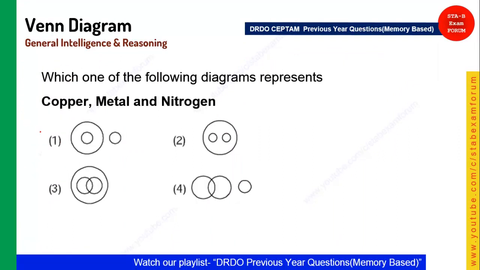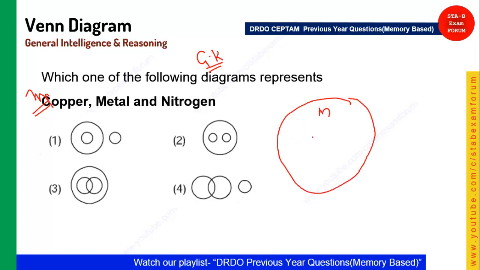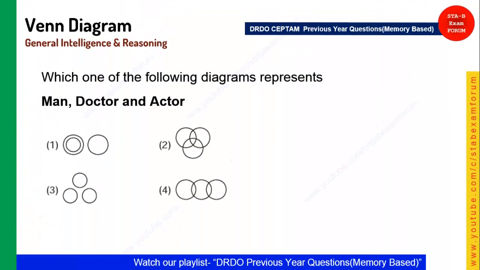Again, this question is important. Why important? Because here you should know some general awareness or GK. You should know a little bit of GK, not the complete GK. For this question, what is the biggest category? Yes, the metals, this is the biggest category. So this represents metal. As you know, copper is a metal, so all the copper will come into metal. And you should know that nitrogen is a non-metal, it is a gas, so it will not reside in the metal circle. So this represents nitrogen. As you can see, option 1 is similar to that, and option 1 is the right answer. Okay, let's move to the next question.